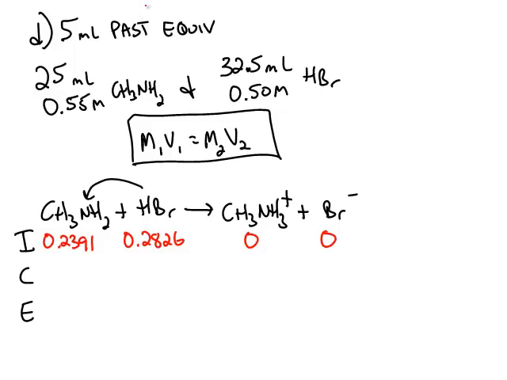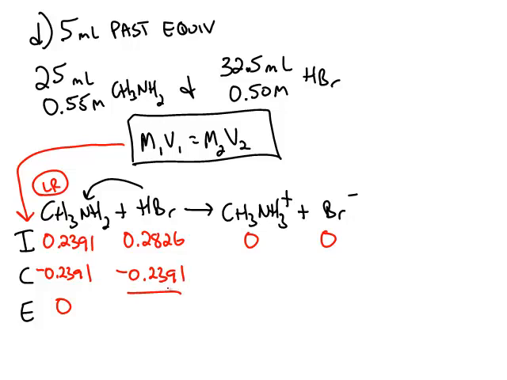Point D, we're 5 milliliters past the equivalence point. So again, mixing the two solutions, doing your dilution shortcut, and then using those numbers as the start of the ICE chart. This time, the limiting reactant is the original weak base. All of this is now consumed, which means we're going to have some strong acid left over.